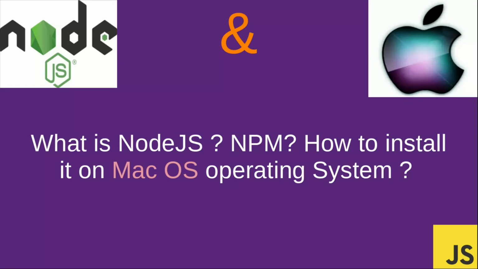To test it, just open your Mac terminal and then enter node -v. It's going to return the version of Node that is installed on your Mac operating system, and also enter npm -v to check the version of NPM that has been installed on your Mac operating system.